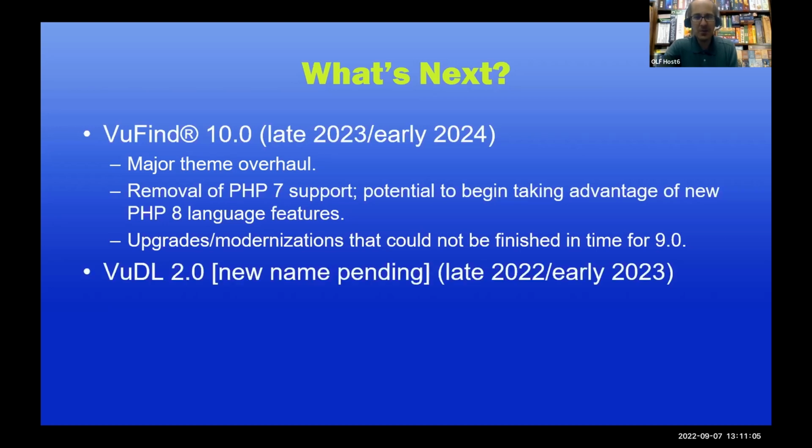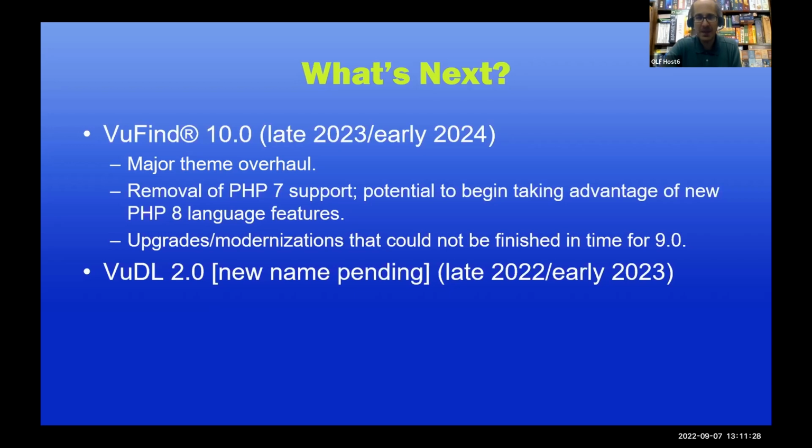A few years ago, Villanova released our digital library platform, VuDL, as open source, and it never really saw much adoption. But it's been out there. We've been using it. It's a system built using VuFind as the front end and Fedora Commons as the back end. And the platform needed some modernization.